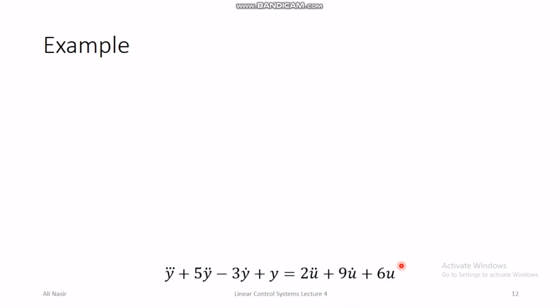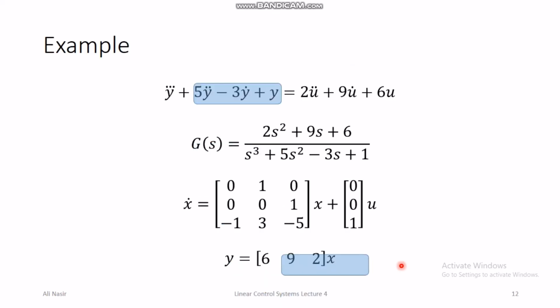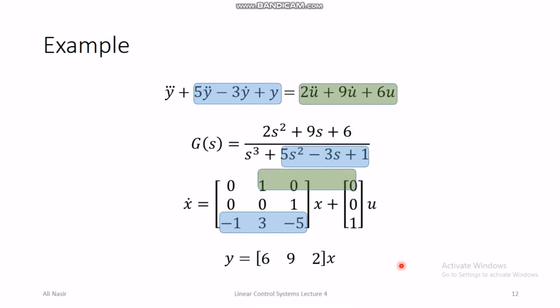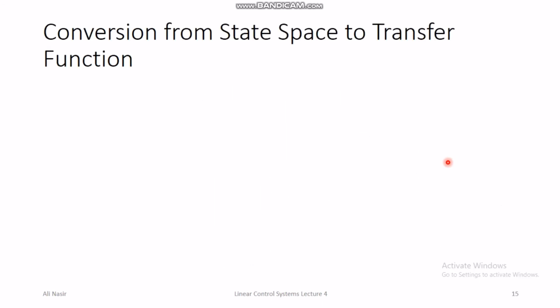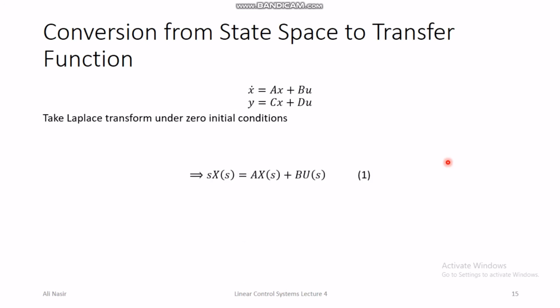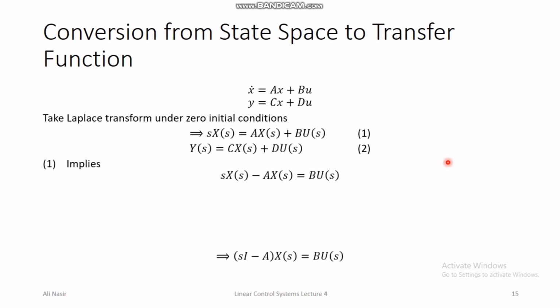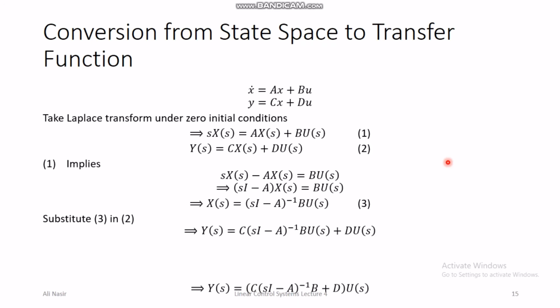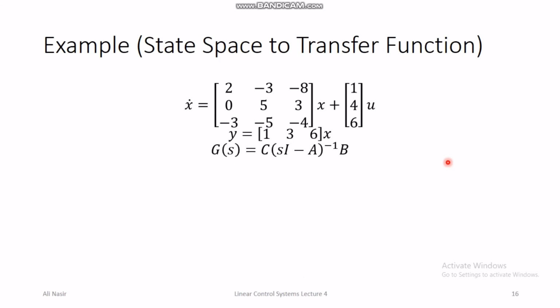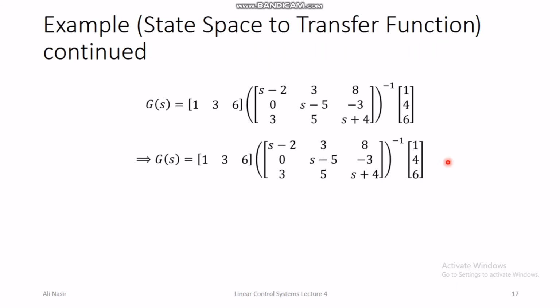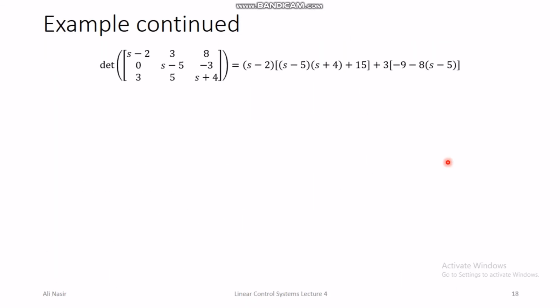And then we looked at the example in an animated way, where the coefficients are placed in each of the LTI model types. Then we looked at another example, and another example, and then we looked at how the formula for conversion of state space to transfer function is derived using the Laplace transform under zero initial conditions. And then the example of that, which involved some calculations, the inverse of a matrix, and then some multiplications.